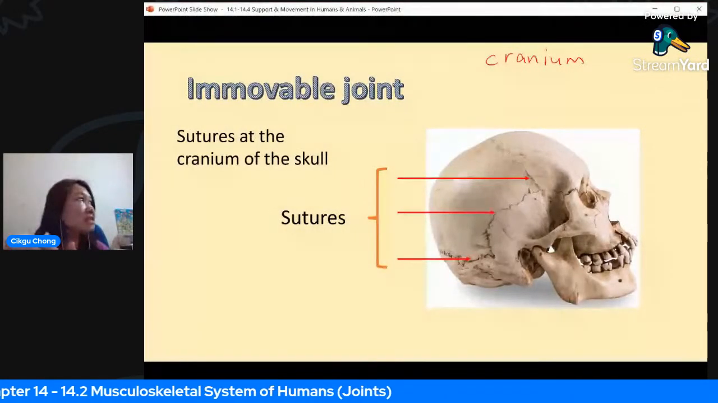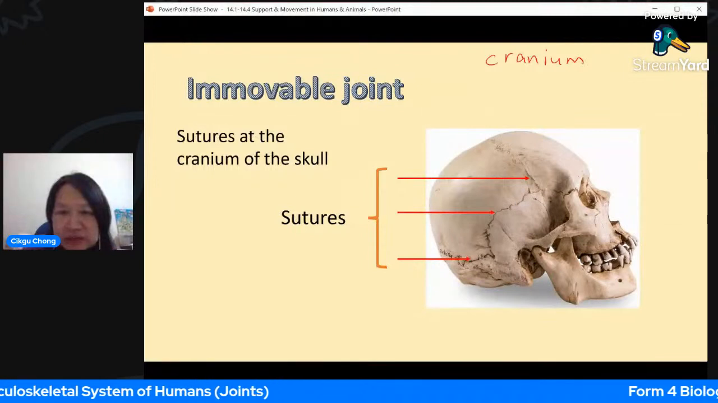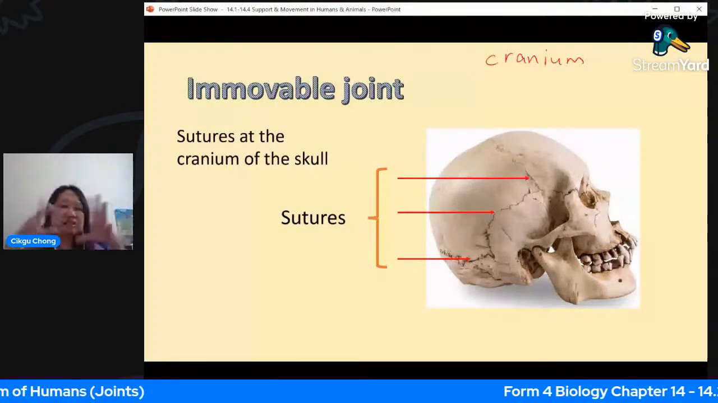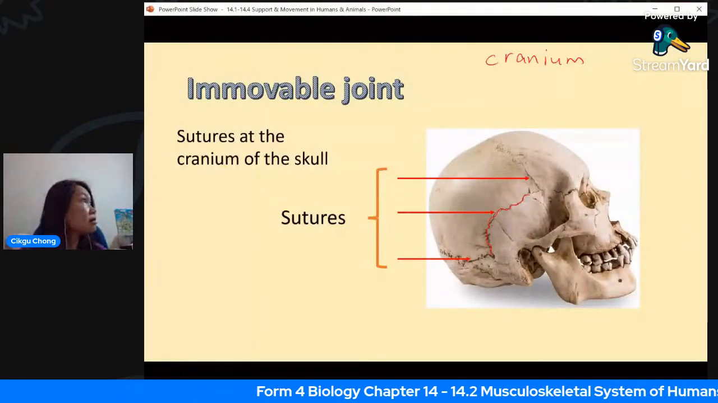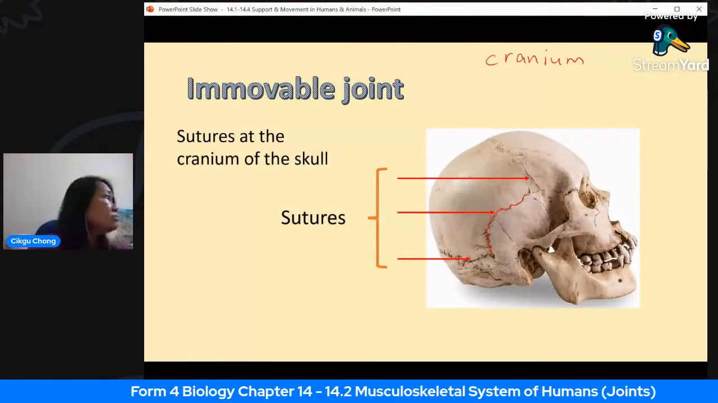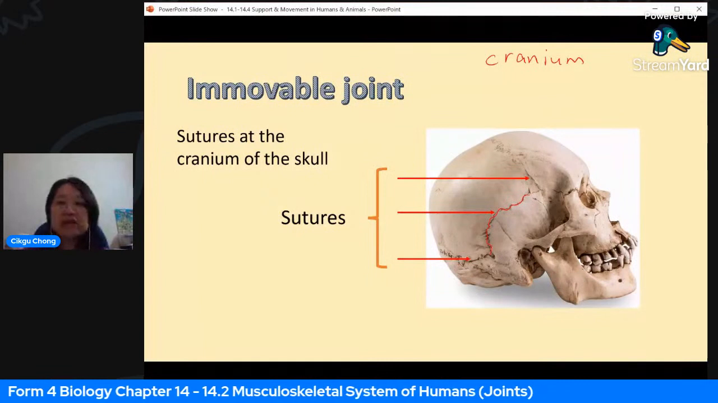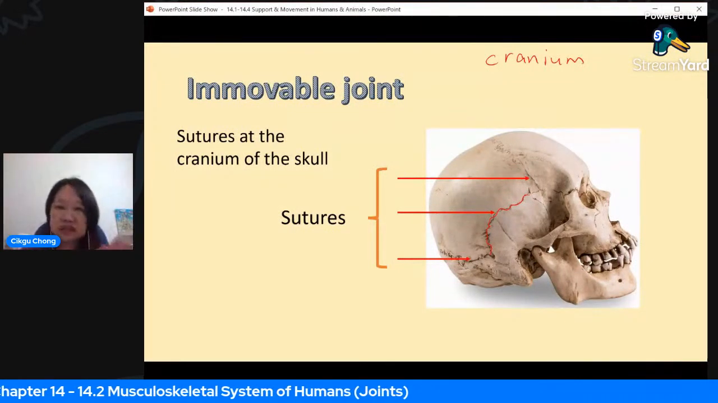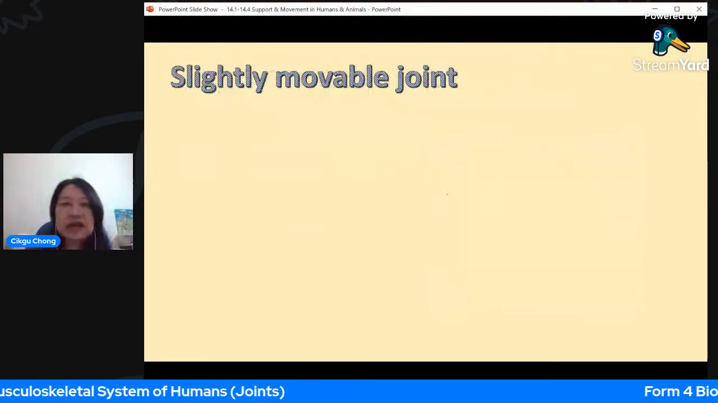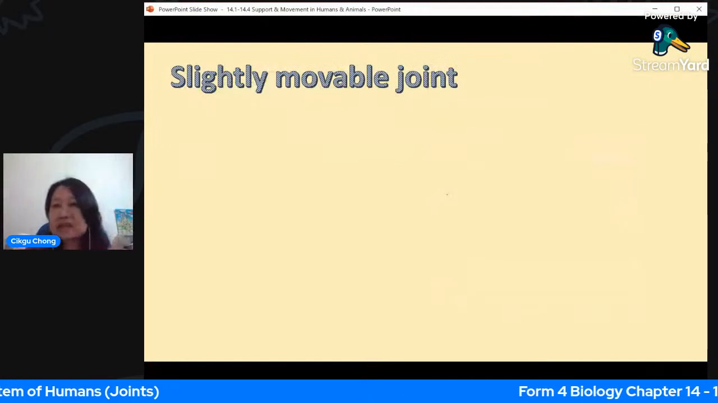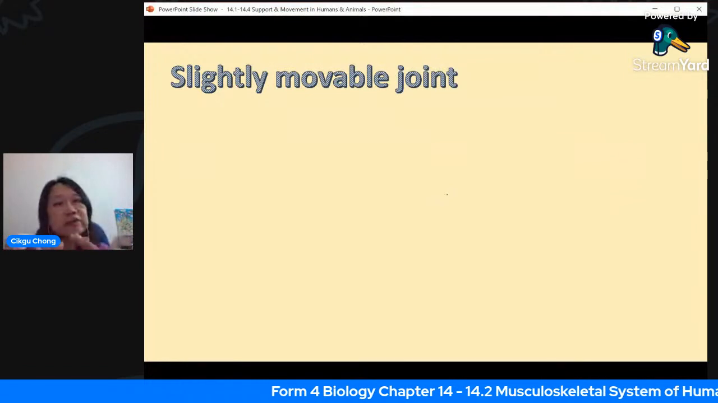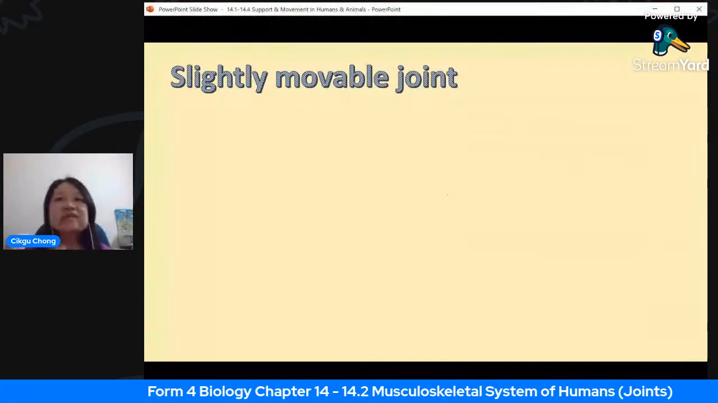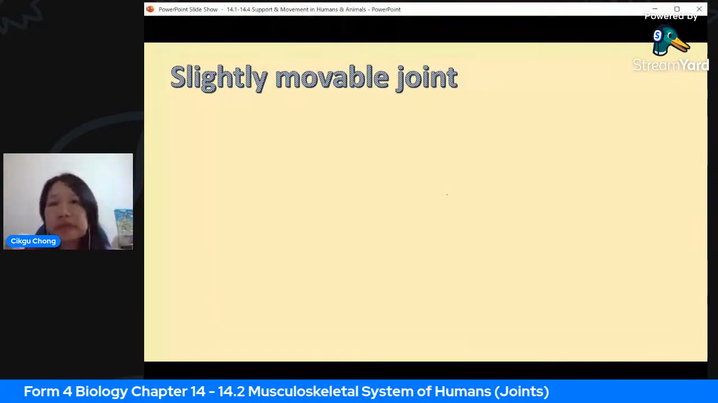So you see all these lines, you can see the suture line here. But this doesn't afford any movement at all. It means the bones are already connected. Another example would be the one I told you about, the sacral vertebrae and the coccyx, the caudal vertebrae. That one is also fused together.